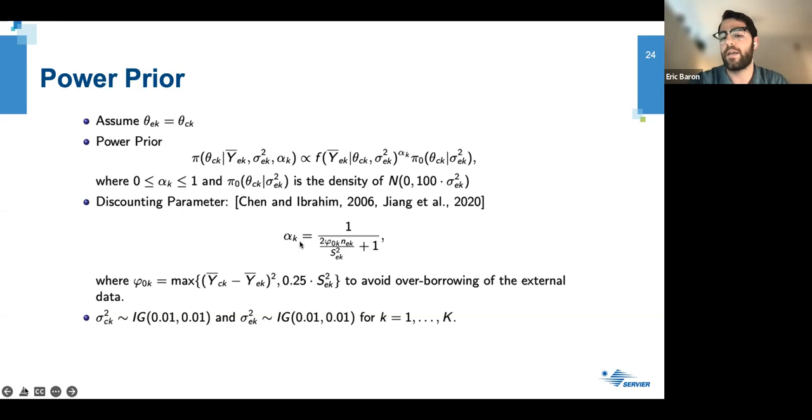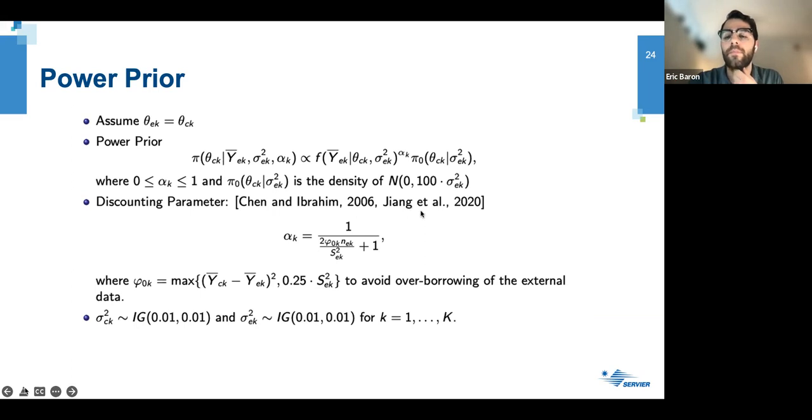This is an extension. So alpha K is formulated as follows, and we'll describe this in a moment. The actual setup of the formulation comes from an extension of a Chen and Ibrahim 2006 paper. In this paper, under a continuous endpoint, they formulate a relationship between the power prior and a hierarchical prior, very similar to our approach. And then under certain conditions, the formulation for the discounting parameter is as follows. Here, phi naught k, from their formulation, takes into account the discrepancy between the external data and the current data. N_EK is our sample size of the external group in the kth stratum, and the sample variance within the external group in the kth stratum plus 1.